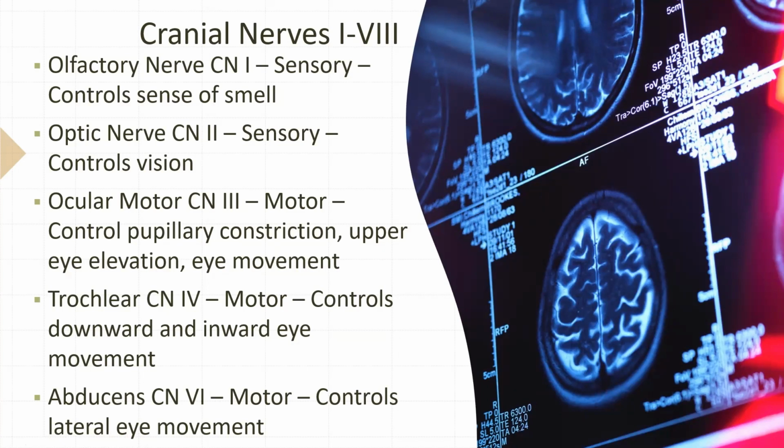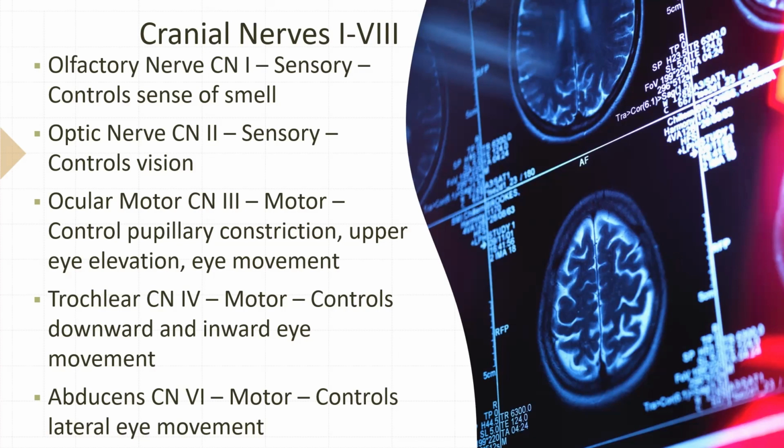Okay. And then you will go on to the optic nerve, which is cranial nerve 2. It's responsible for vision. And so this is a sensory nerve as well. And you can assess visual acuity with a Snellen chart. And you'll be familiarized with this in your studies in school.